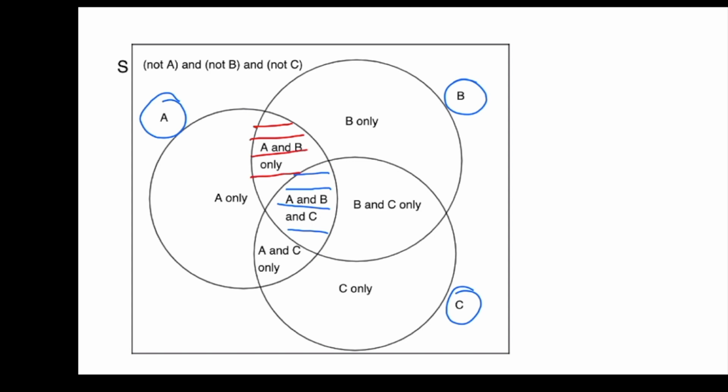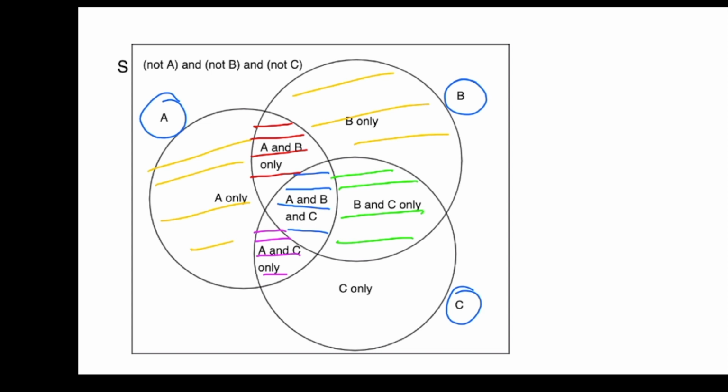Then that region there is where just A and B intersect, no C is there. The outcomes in that region are found only in A and in B. And similarly, the outcomes here are found only in B and in C. And the outcomes here are found only in A and in C. And so the outcomes there are in A only, and those outcomes there are in B only and nowhere else. And these outcomes here are in C only.